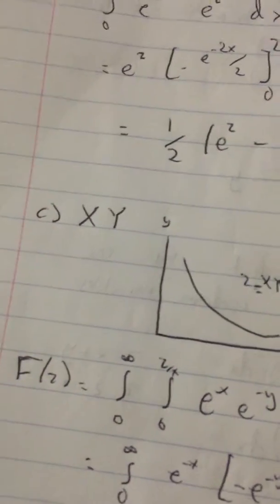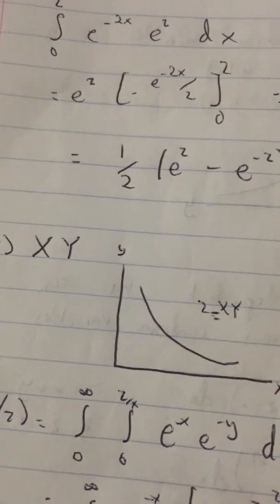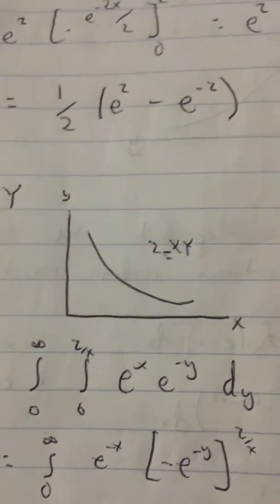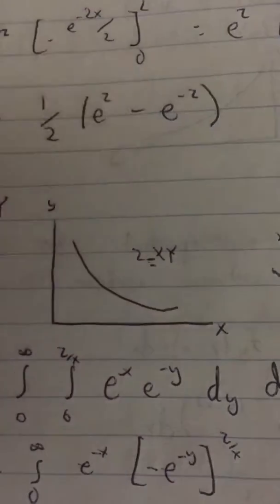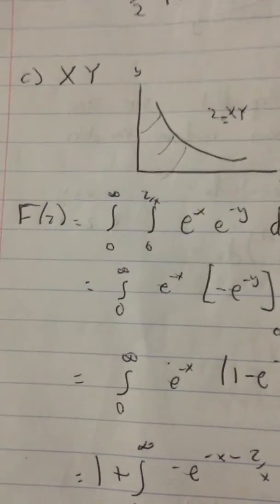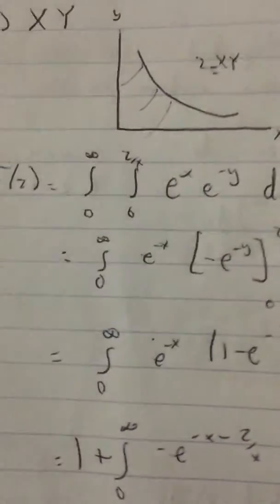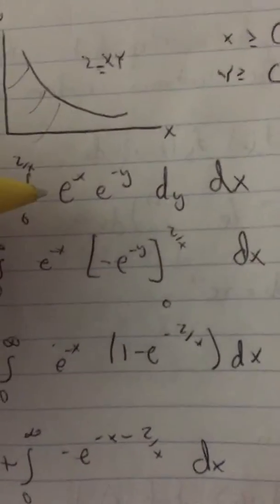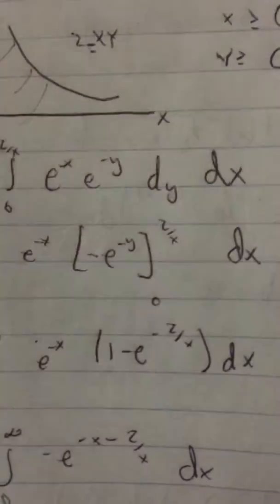So for part C, we have to find x times y. This is what the graph of z looks like, and we have to find the area under it. We're using the CDF, the big F, for x greater than or equal to 0 and y greater than or equal to 0. The bottom limit is always 0. This is right here, and then it's e to the negative x, e to the negative y, dy dx.